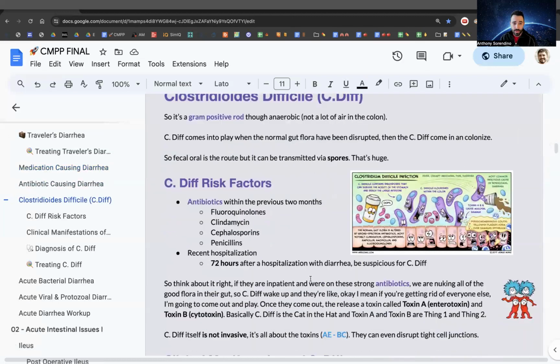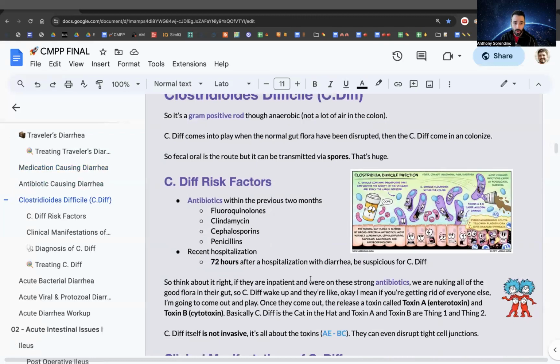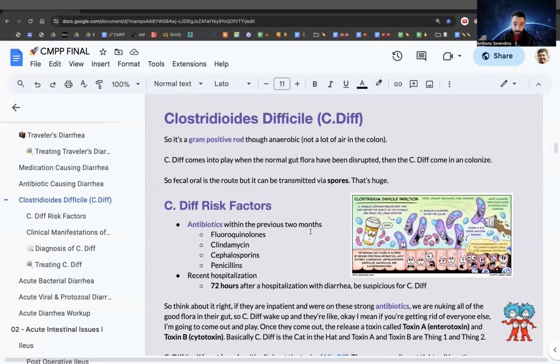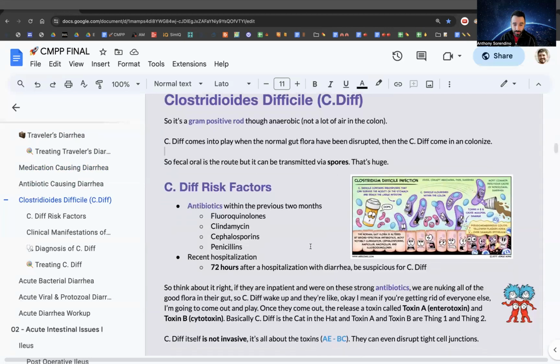Okay, let's talk about C. diff. So this is a gram-positive rod, although it is anaerobic. I like to think, this is found in the gut, not a lot of air there usually. So they're going to colonize. And this comes into play when your normal gut flora have been disrupted, then the C. diff kind of come out and colonize, all right? And they are transmitted by spores. So that's pretty huge, especially in a hospital setting.